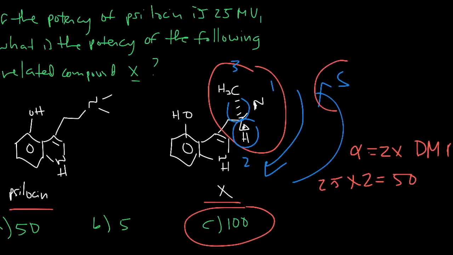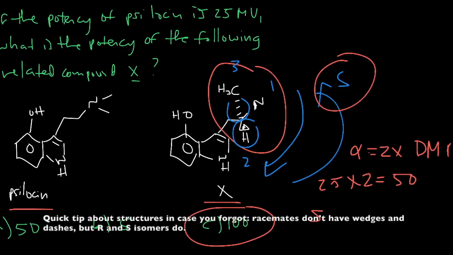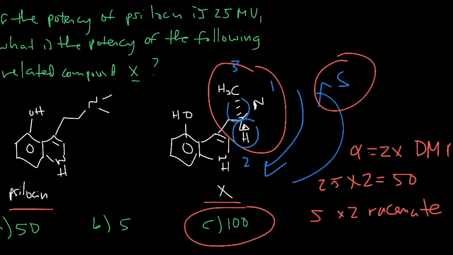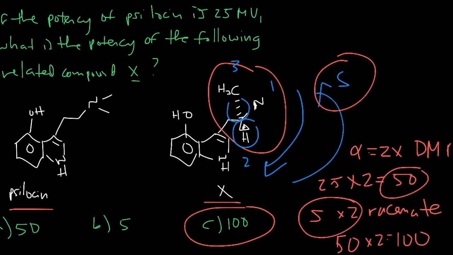Now you know it's the S isomer. Remember, the S isomer of your tryptamines is twice as potent as the racemate. So now you have the racemate. Now twice that would give you 100. So 100 is the answer.